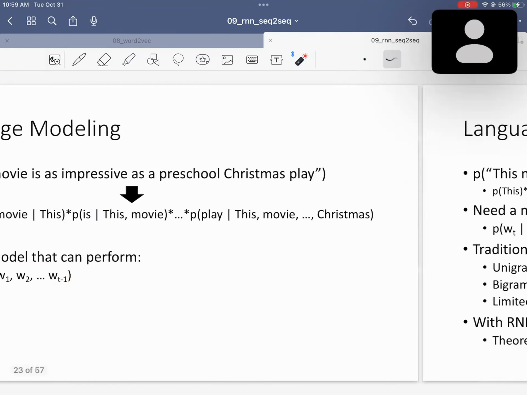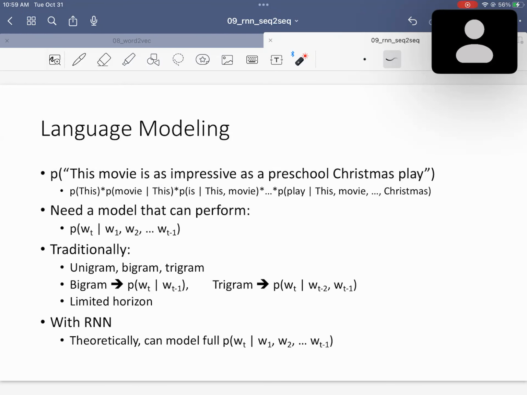So traditionally, because people couldn't find a good algorithm to handle this variable length history or variable length condition, they broke it down into unigram, bigram, or trigram. Bigram, for example, is where you assume that the current word only depends on the previous word and not the word before that. So W_{t-2}, you just don't consider it. You just consider that the probability of this current word will only rely on its immediate preceding word. So that's the spirit of bigram.